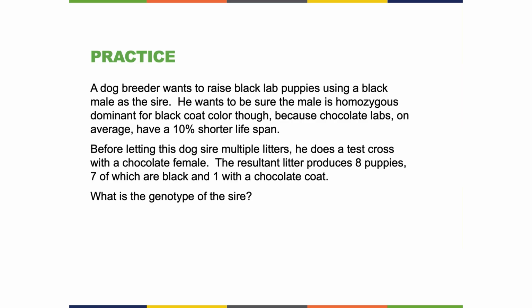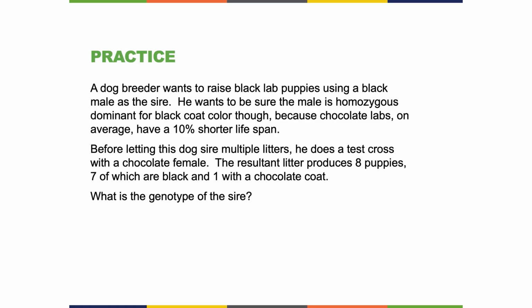But before they do, they want to make sure he's homozygous dominant for black coat color, because if he's heterozygous, he could have chocolate lab offspring. And it turns out they have a shorter lifespan, and there's a couple other issues that chocolate labs deal with that black labs don't. And so before he lets the dog sire multiple litters, he does a test cross.